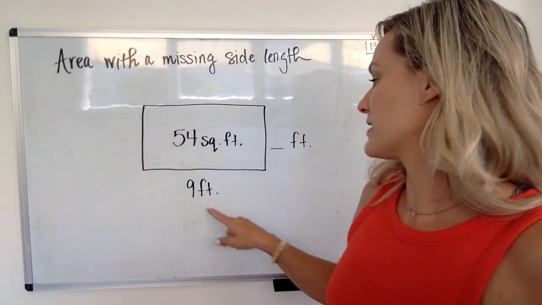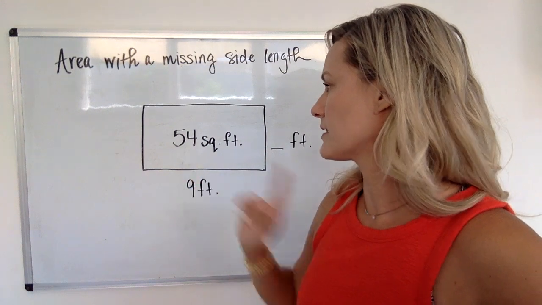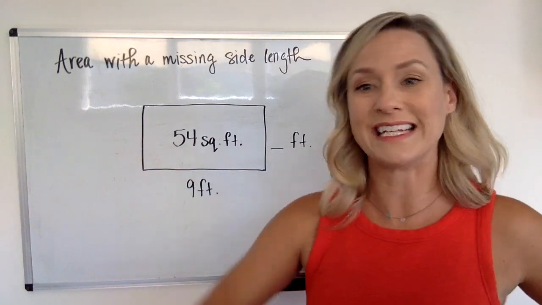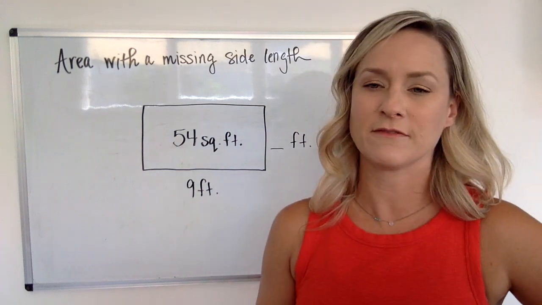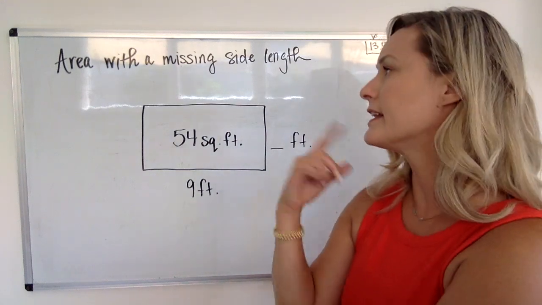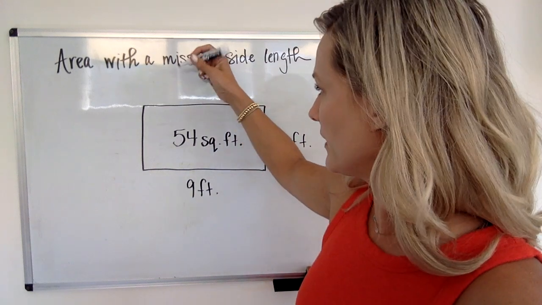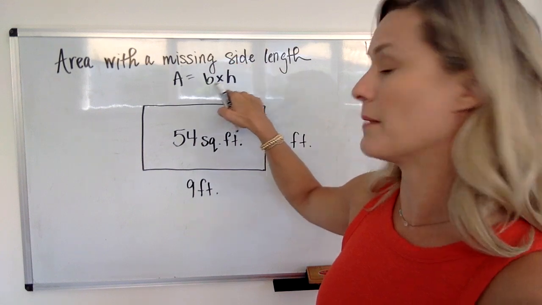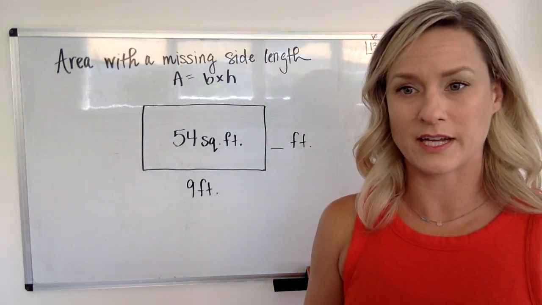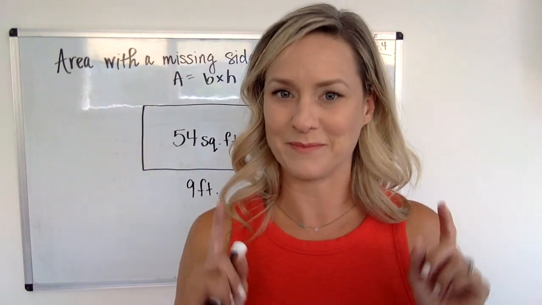I don't know. All right, so I know that this rectangle here has 54 square feet inside. And I know that the base is 9 feet. And I have to figure out the height. Because remember, area equals base times height. So you might say that B times H, that's base times height. You can also say length times width. It means the same thing, right?